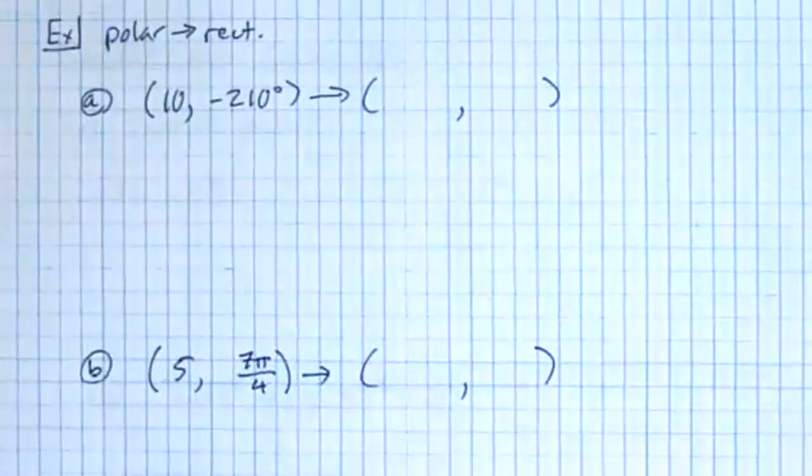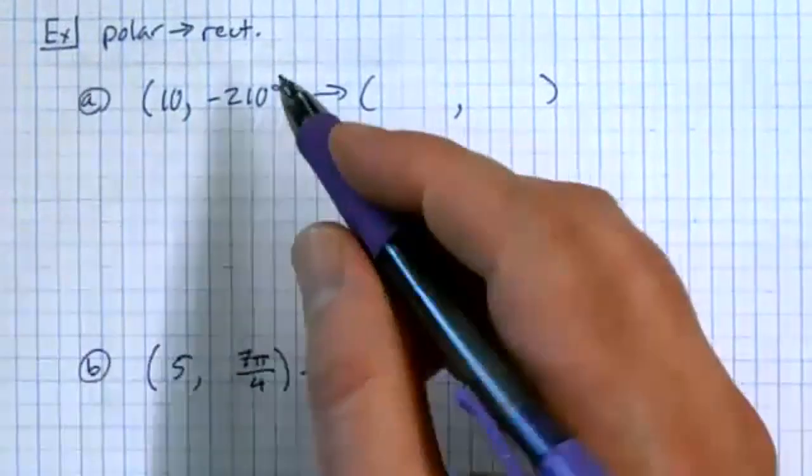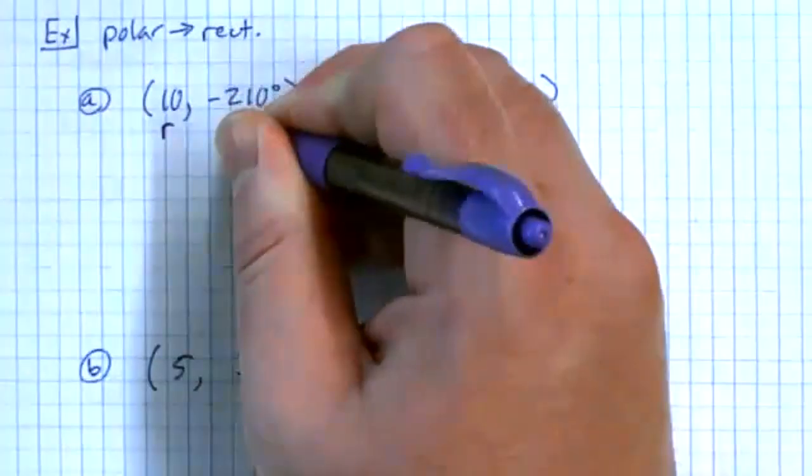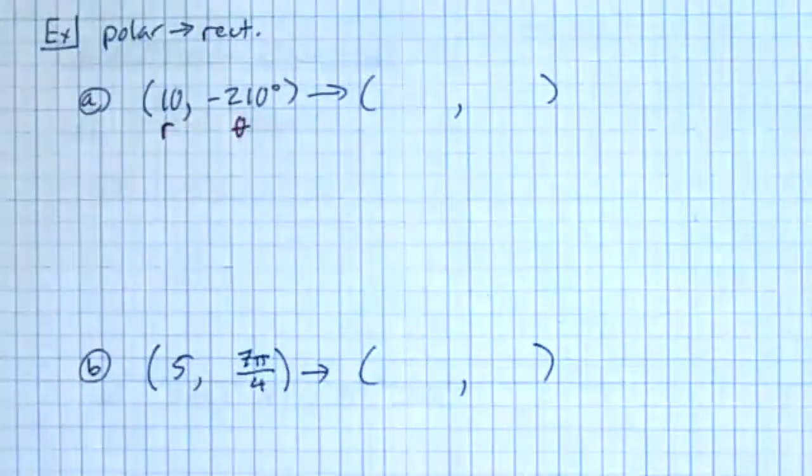So polar to rectangular, here we go. I'm giving you a polar coordinate. I can tell that this is a polar coordinate even without the instructions because of that degree symbol. So my assumption is that r is 10 and theta is negative 210. And all we need to do is come up with x and y coordinates.